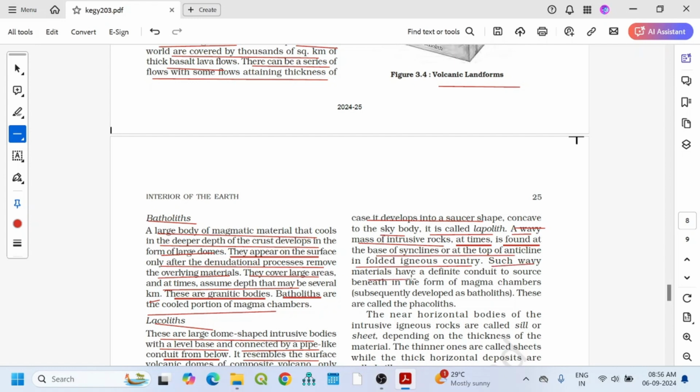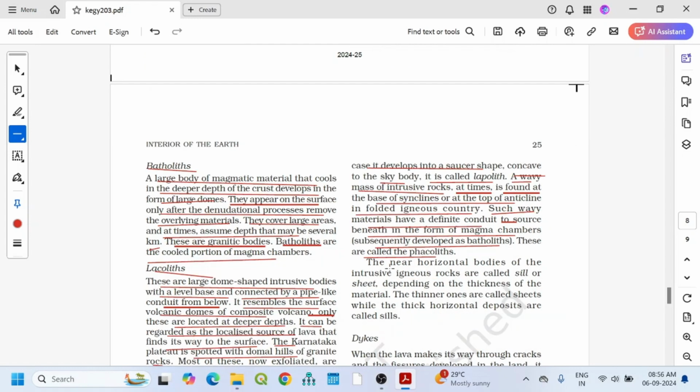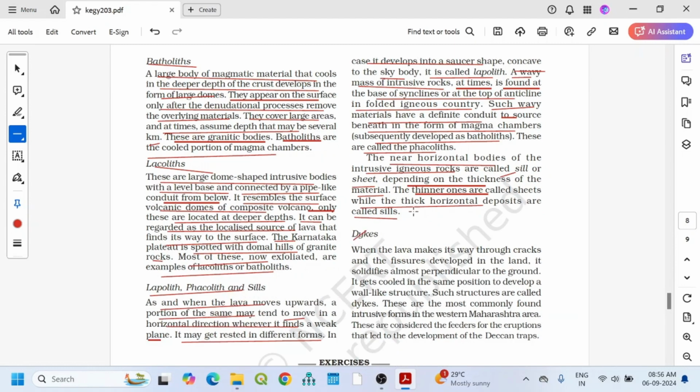Such wavy materials have a definite conduit to some magma chamber beneath, which subsequently develops as a batholith. These are called phacolith. The near-horizontal bodies of the intrusive igneous rocks are called sill or sheet, depending on the thickness of the material. The thinner ones are called sheets, while the thick horizontal deposits are called sills.